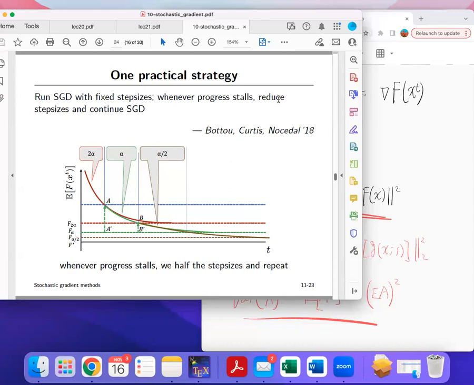Whenever the progress stalls, we will start to reduce the step size. Whenever you see this red curve starts to converge, so you are using a large step size at the very beginning, and at some point you see that the convergence becomes very slow, then you start to use this smaller step size. Okay. And after running SGD for some extra steps, once this green curve starts to slow down, you again reduce the step size and keep running the algorithm. Okay, so you have a decay in step size, and there are different strategies you can play to decay the step size.